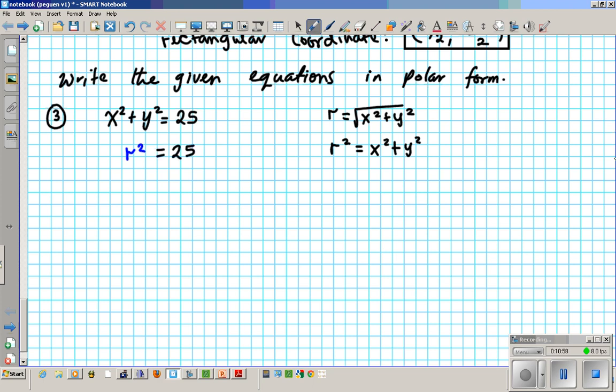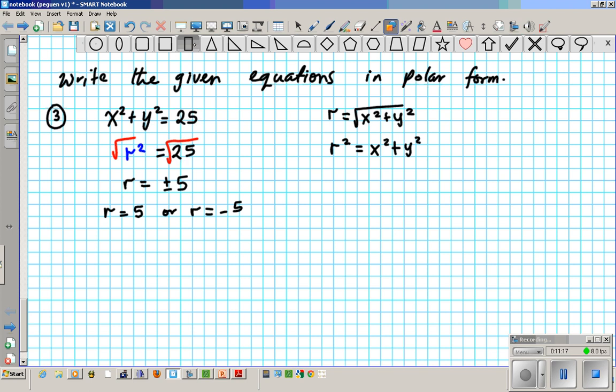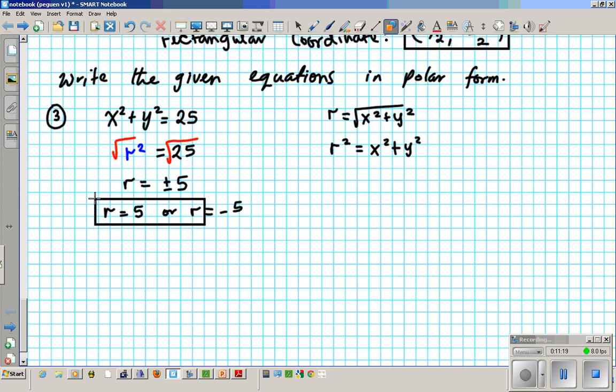Alright? And then to get r by itself, you square root both sides. And then you have r is equal to plus or minus 5. So you can say r equals 5 or r equals -5. This is the equation in polar form. Alright? Now let's try another example.